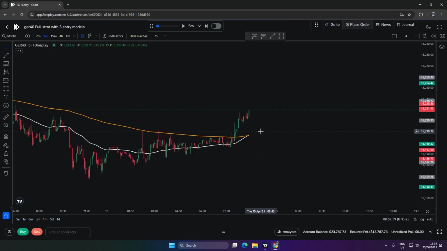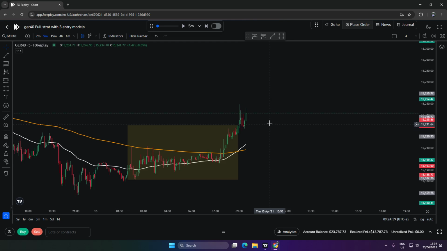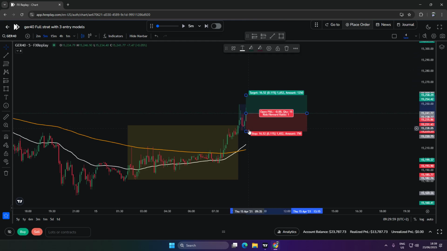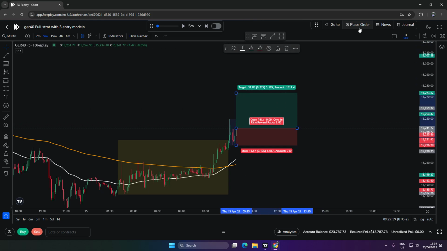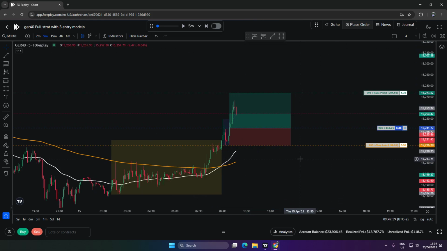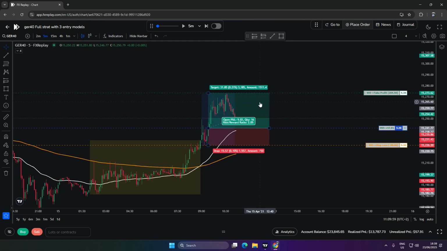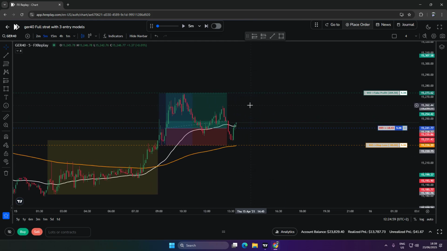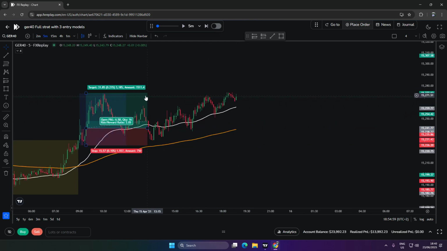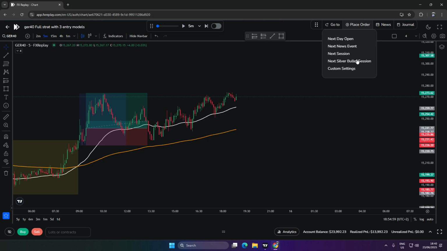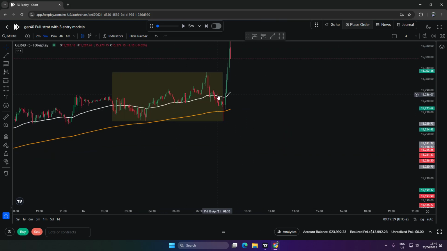So next, silver. Okay. So this is our candle takeover. Place order. This would be a win, but I put my take profit a little bit too high, but that's fine. It's a win.